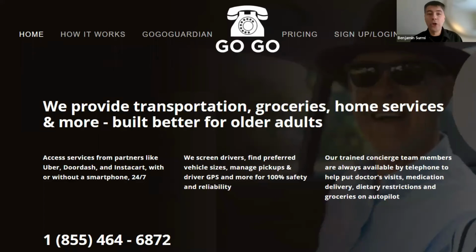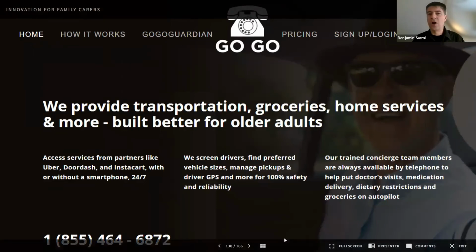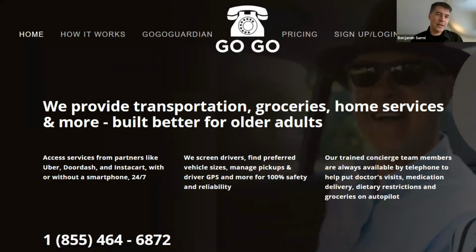Here's what I need. GoGoGrandparent connects with all of the new services that are available and gets that older person exactly what they need. They can literally give their grocery list over the phone, say, "I need my medication picked up," whatever it is. GoGoGrandparent takes care of connecting with Instacart or any of these other tools like Lyft and DoorDash and gets them what they need.